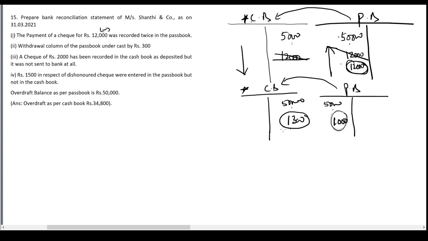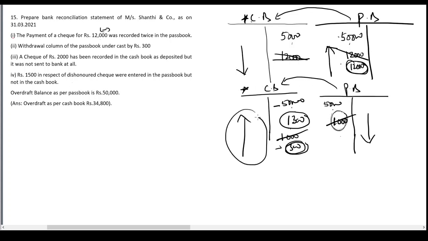So we can write this 1300 in two parts, 1000 and 300. This 1000 and this 1000 has no problem at all, but this 300 rupees withdrawal recorded in the cash book has not been recorded in the passbook. Okay, so now what will happen? Cash book started with a credit balance, another credit balance will increase, whereas the passbook balance will be lower. What should I do to the passbook to make it equal to cash book? I have to increase the overdraft balance by 300.